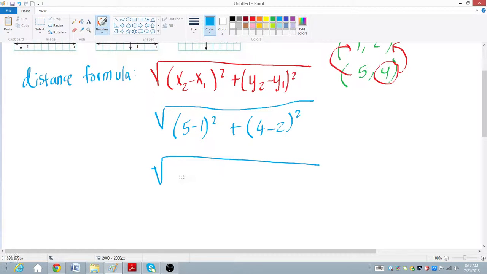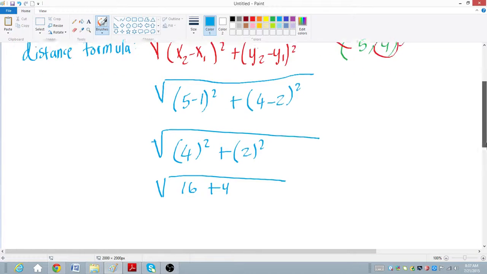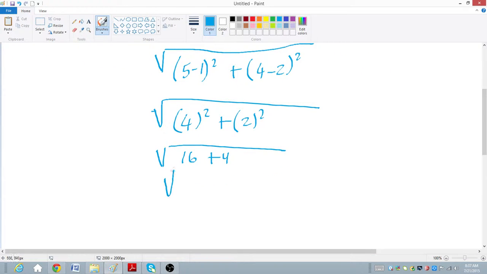Alright, so 5 minus 1, that is 4 squared, plus 4 minus 2, that is 2 squared. And then take the square root. 4 times 4, that's 16, plus 4. So it's the square root of 20.